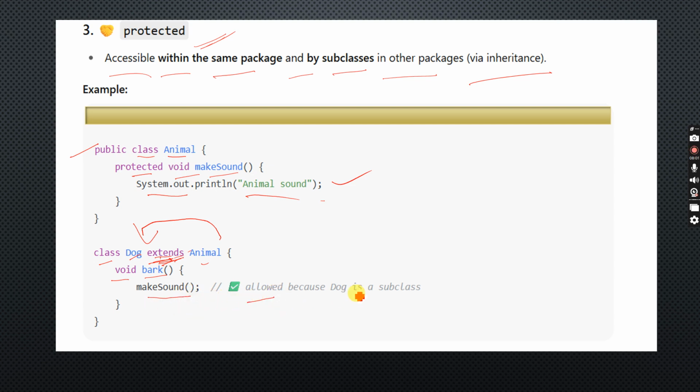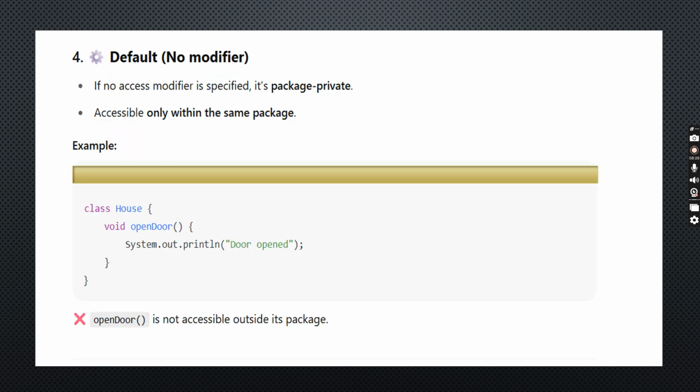Because Dog is a subclass, as we saw in the protected definition, it can be accessed by a subclass also. So bark is in a subclass, meaning the Dog class is a subclass of Animal. So you can access makeSound, this function, and it gives the output animal sound. So let's go to the next slide.